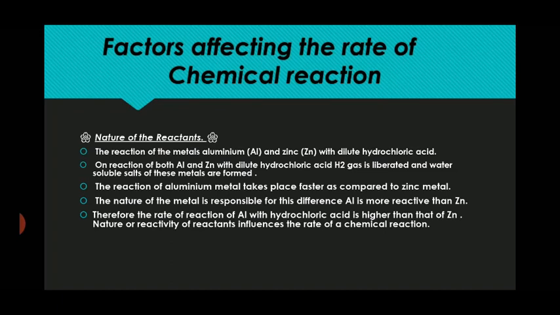And what do we have to observe? We have to observe that the reaction of aluminum metal takes place faster as compared to the zinc metal. So the nature of the metal is responsible for these differences. Aluminum is more reactive than zinc. Therefore, the rate of reaction of aluminum with hydrochloric acid is higher than that of zinc.